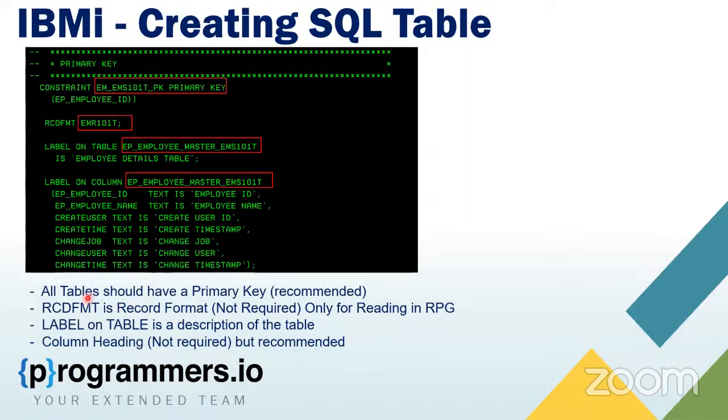So all tables should have a primary key. It's a recommendation, record format. If you want to use that table in an RPG program, we should have a label on the table. That will be the description for the table and the column heading.